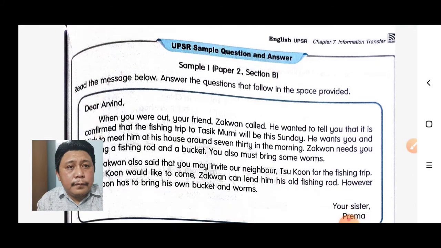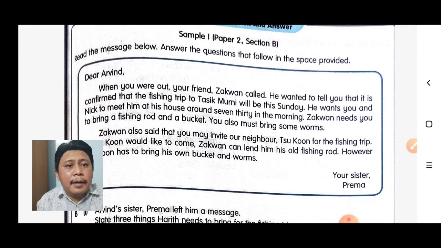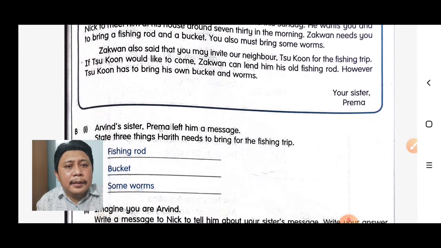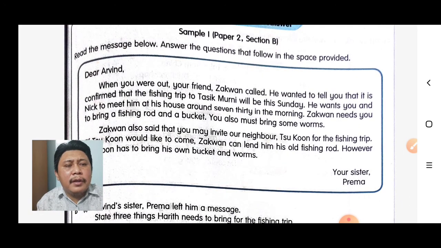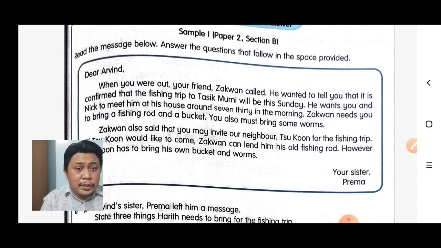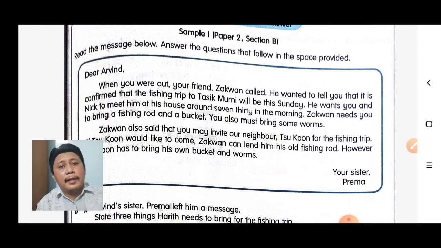Alright, now the second part. Sometimes the question is not only in the table. Sometimes you need to elaborate the short message and then find the answer. For example, this one, sample 1 for paper 2 section B. Alright, read the message below, answer the questions that follow in the space.